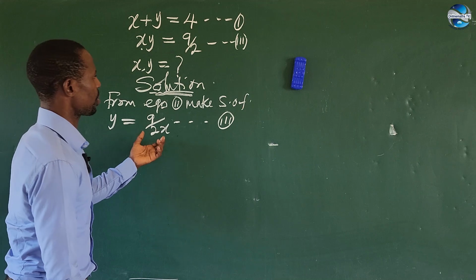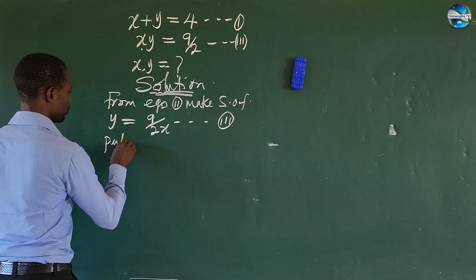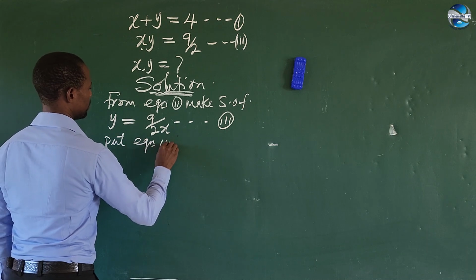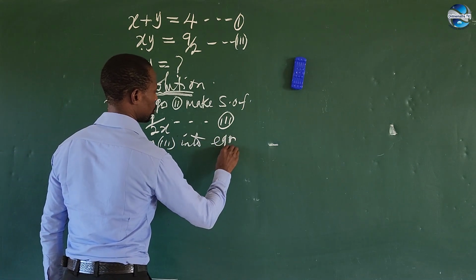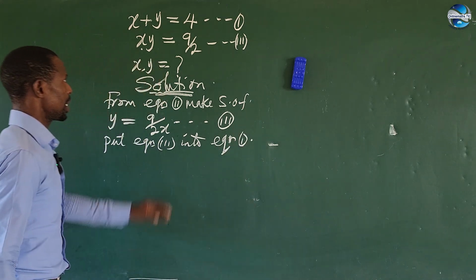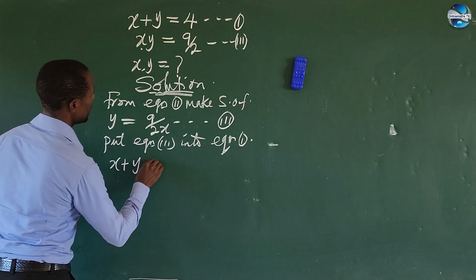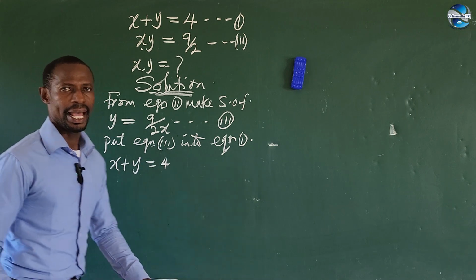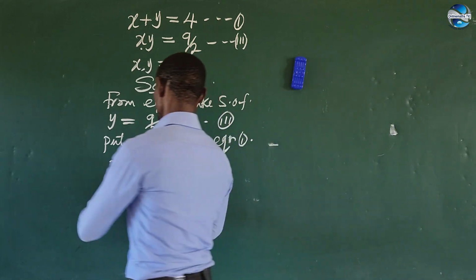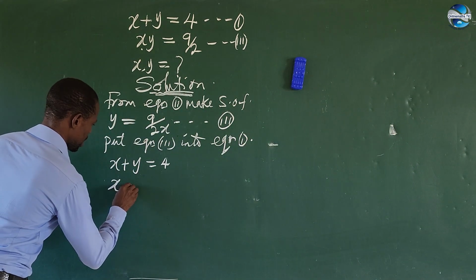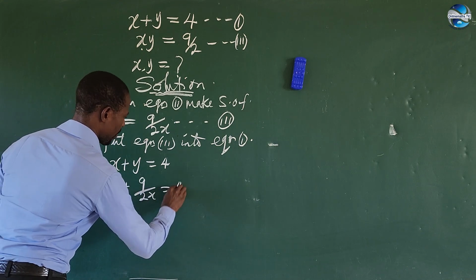So we want to put equation 3 into equation 1. Look at our equation 1. Let's simply bring it down. So we have here x plus y equal to 4. Wherever we see y, we want to put in 9 all over 2x. So this is going to give us x plus 9 all over 2x equal to 4.